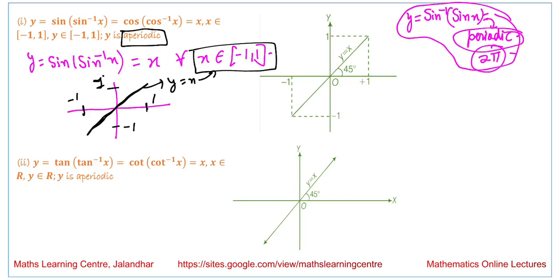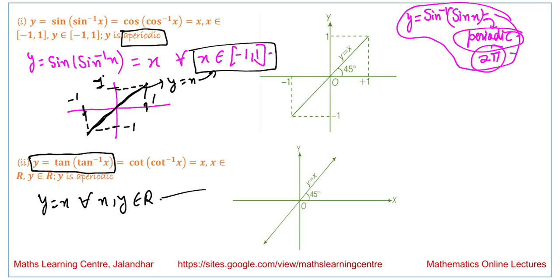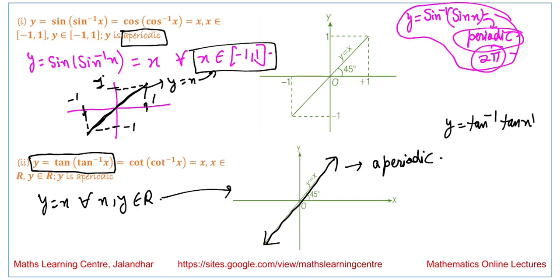Similarly, when we talk about this function, these values lie between -1 and 1. When we talk about the function y is equal to tan of tan inverse of x, we are saying it is y is equal to x for all x, y belonging to R. If we plot this, it is a straight line. So again this function is not periodic. But when we talked about y is equal to tan inverse of tan x, we saw that this function is periodic.